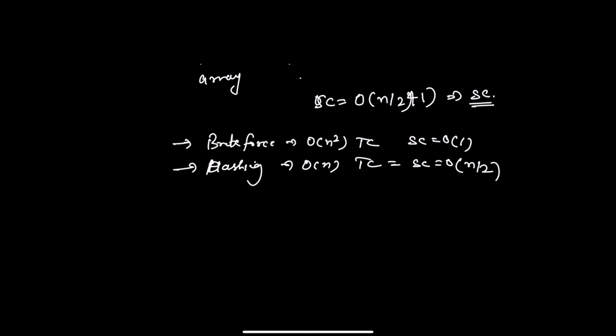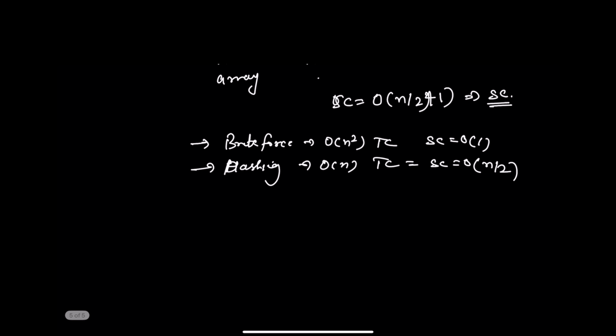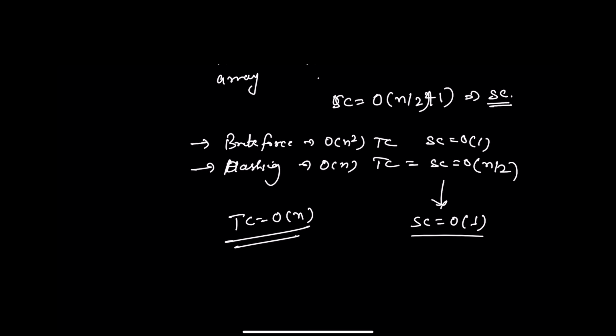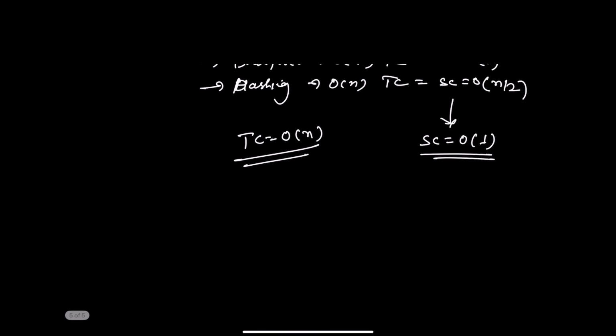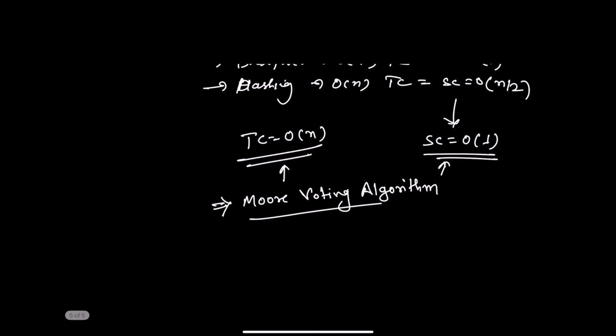There is one more solution which is best for this question, in which the time complexity will be O of n, but the space complexity will be O of 1 only, and that is an algorithm known as Moore voting algorithm. So we can solve this question using this algorithm, with O of n as a time complexity and O of 1 as a space complexity. We will discuss this algorithm later, and then we will solve this question with this algorithm as well.